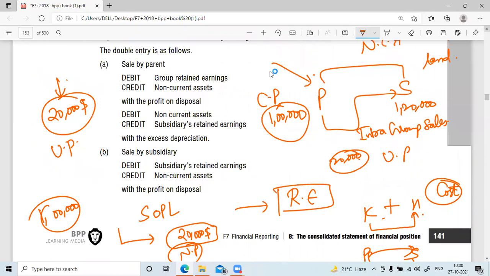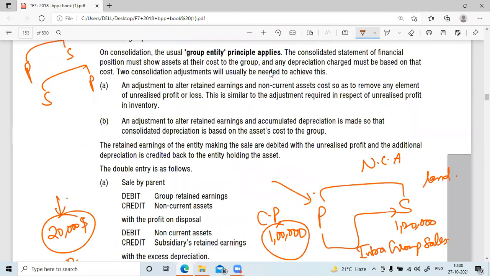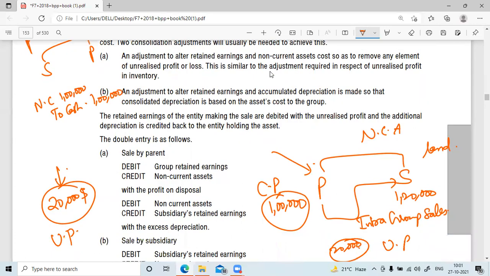So what is the entry? Previously, when the non-current assets were purchased by the parent, the entry was non-current assets to cash. The parent bought the non-current assets for 1 lakh. These non-current assets were sold to whom? The subsidiary. Correct or wrong? Yes, sir. So when they sold this particular non-current asset to the subsidiary, what is the entry? Subsidiary company to non-current assets, land.